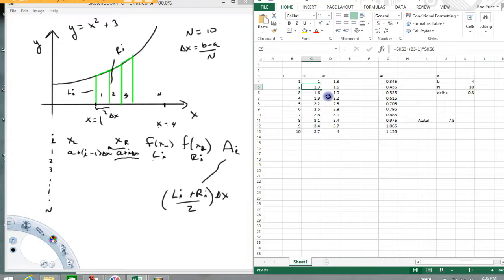Very similar method here for the R sub i's. And again, there's where I put in the formula, a plus I delta x. So there's my A plus I delta x. And again, these are double dollar because they're over here and we don't want these to scroll down. Okay, next I've got to calculate the L sub I. To do that, I need the function value at the left-hand side. So that's these guys.